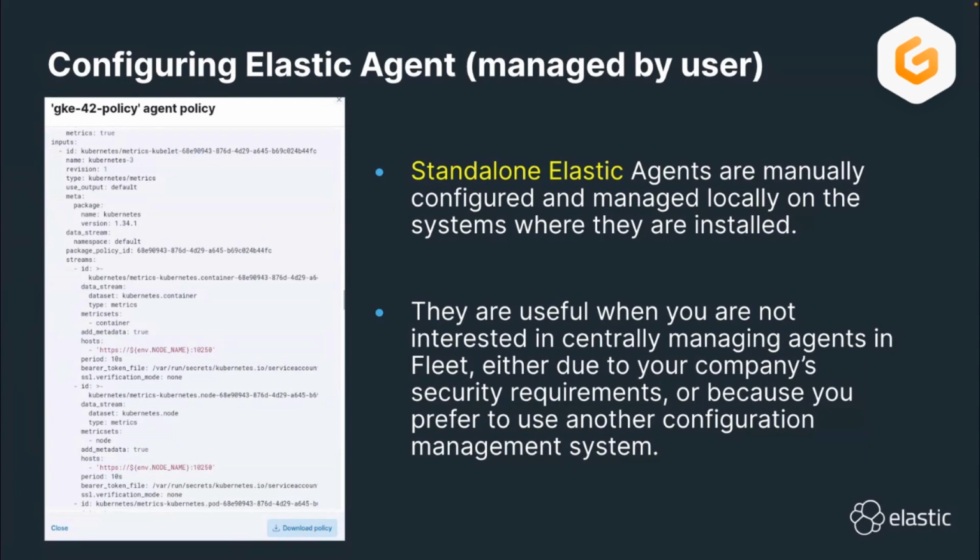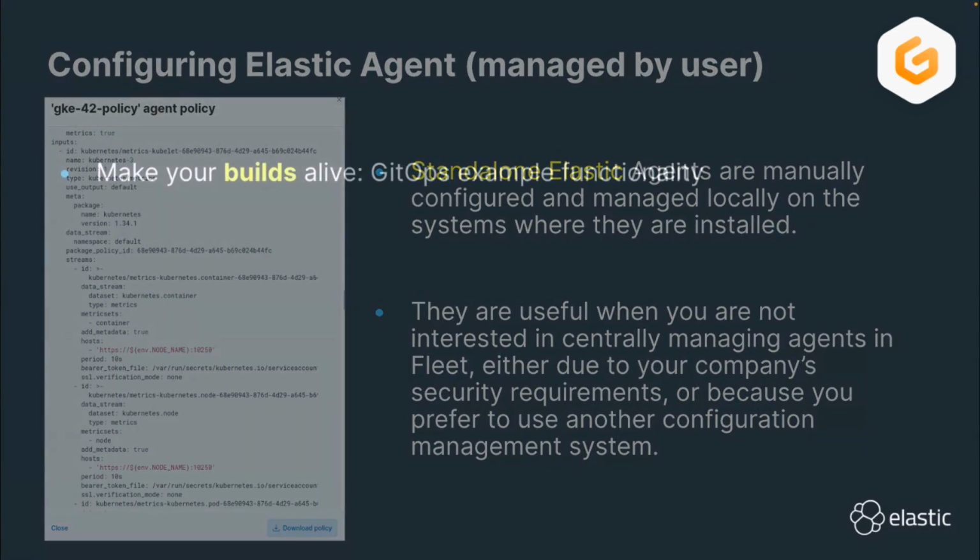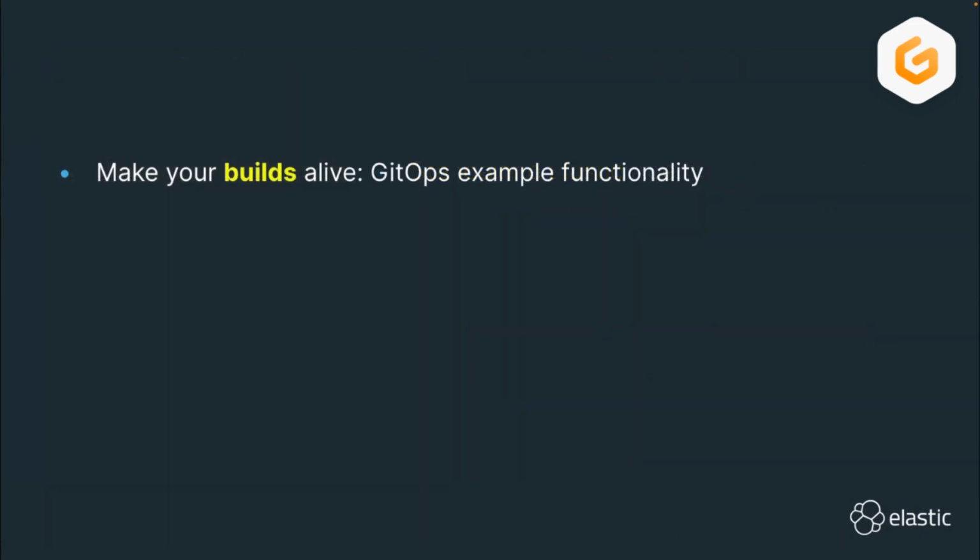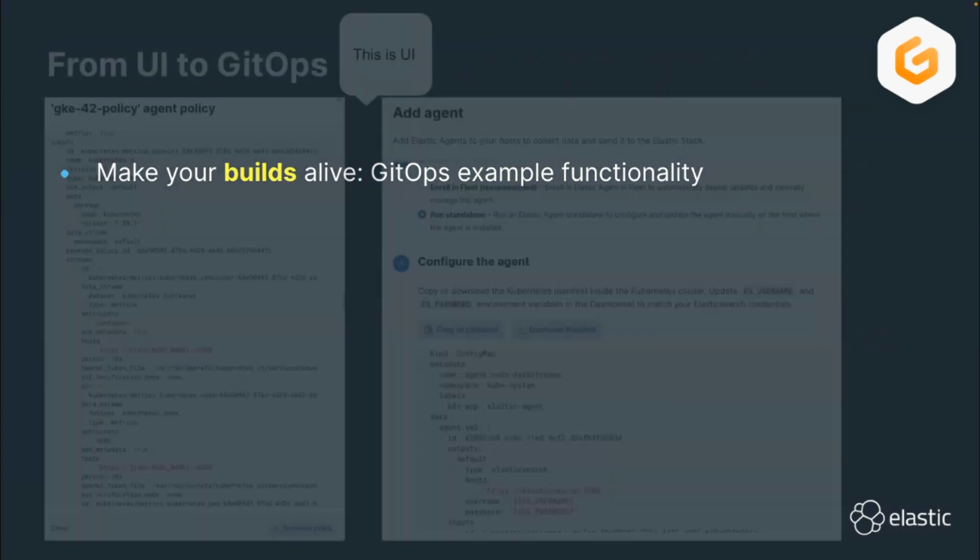So now we will see how all this works together with a real example, using Argo CD to deploy Elastic Agent in Kubernetes and automatically retrieve configuration files from a GitHub repository. And yeah, it's Andreas.